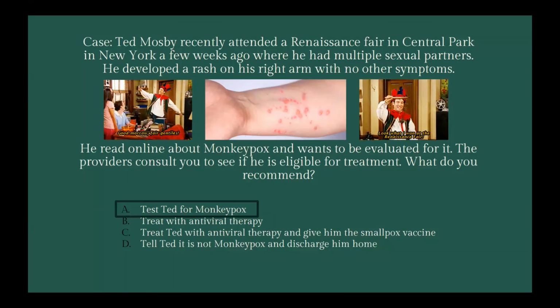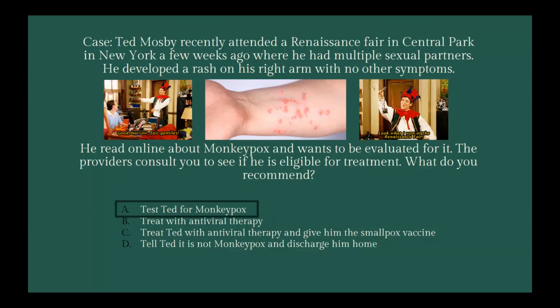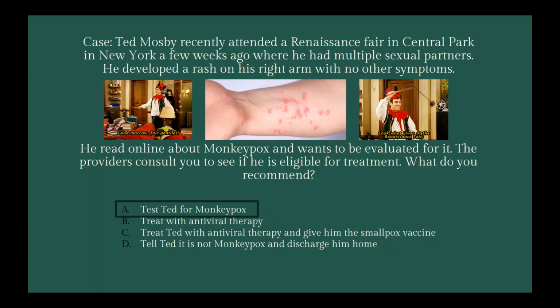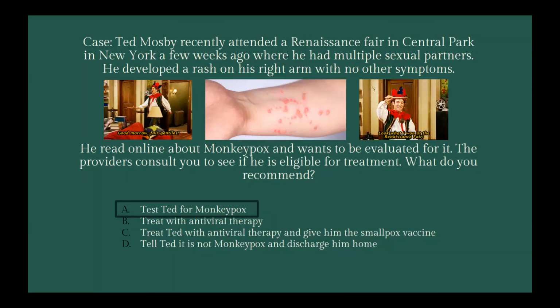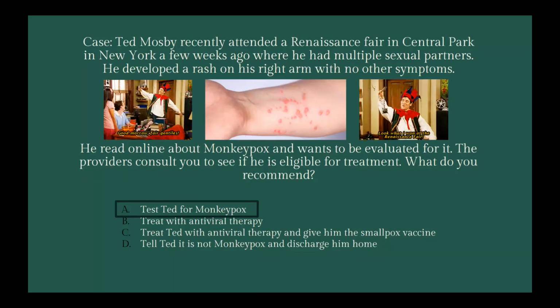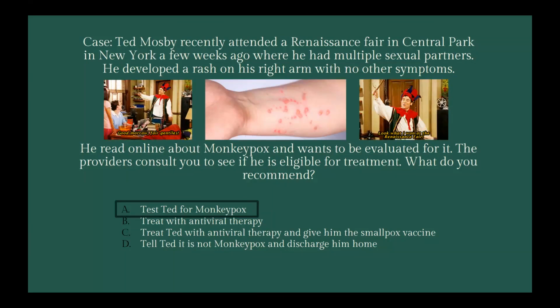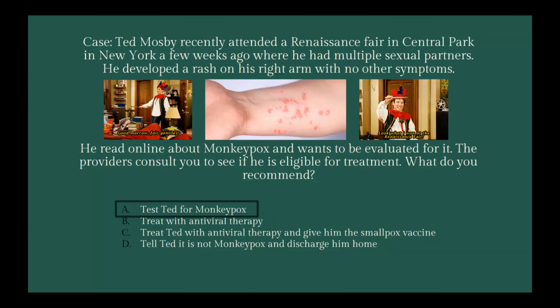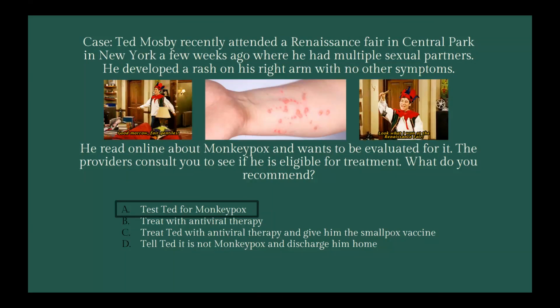And I'm seeing some answers in the A's. And yes, I agree with you all. The answer is A. We want to test Ted for monkeypox. He has that typical lesion or the skin rash that we expect, but he doesn't have an official diagnosis for monkeypox. So we want to get a laboratory diagnosis with a test.